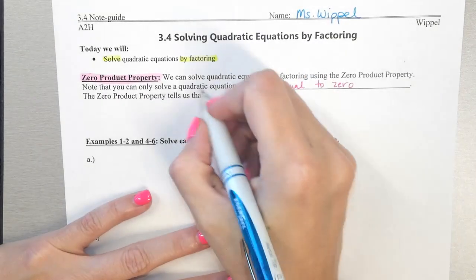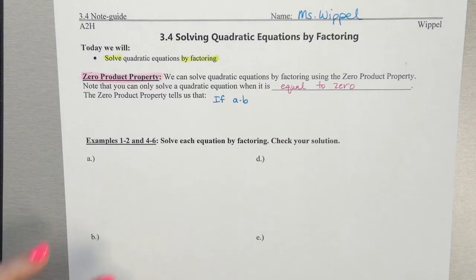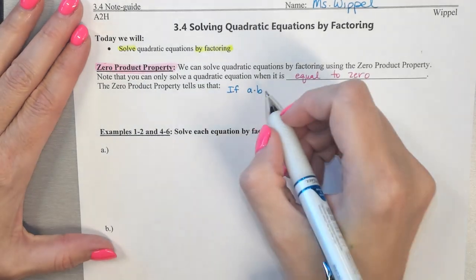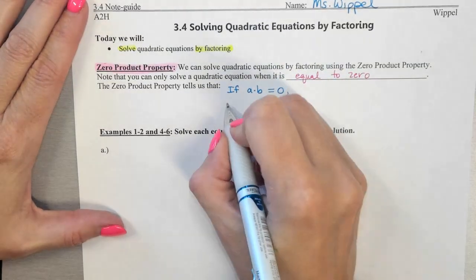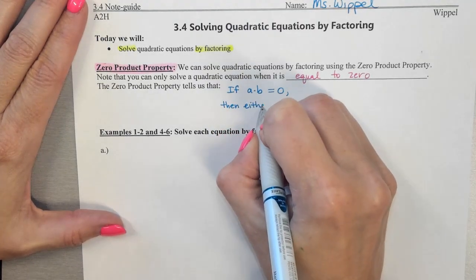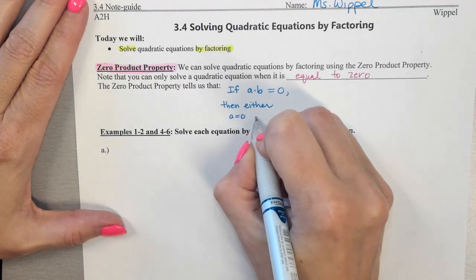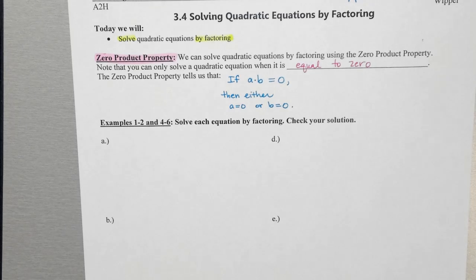The zero product property tells us that if you multiply two factors, we'll call them A and B. If you multiply A times B, and that is equal to 0, then either A equals 0 or B equals 0. If two values multiply to make 0, you know that one of them has to be 0.